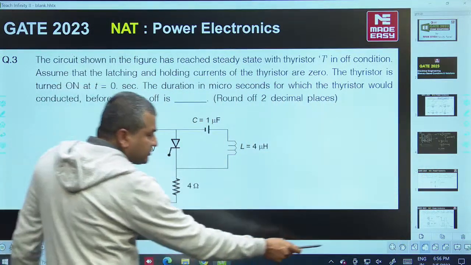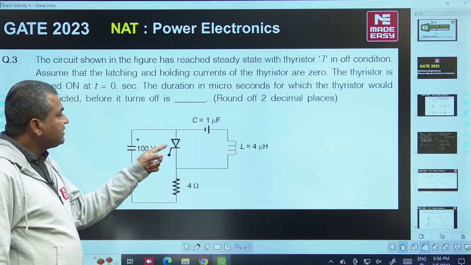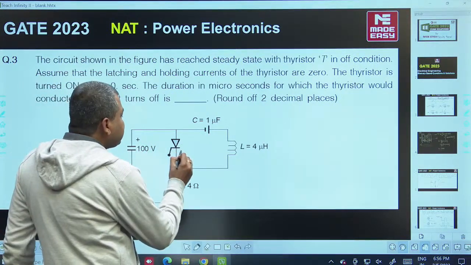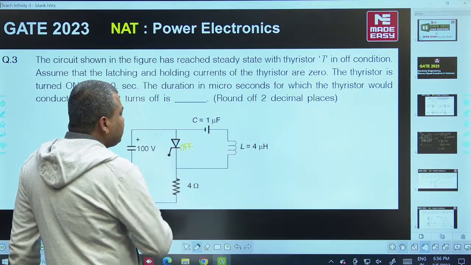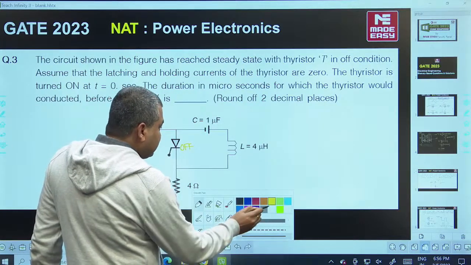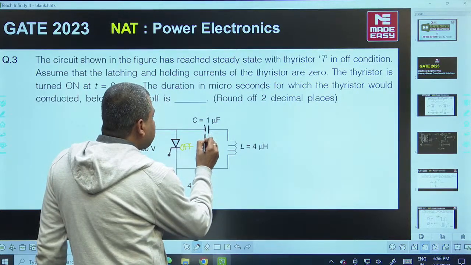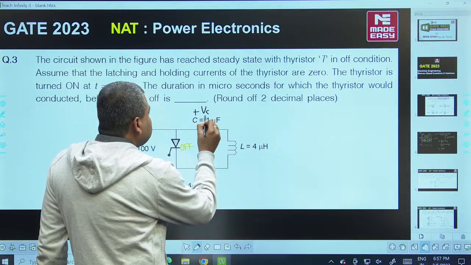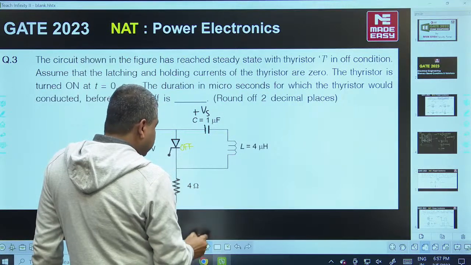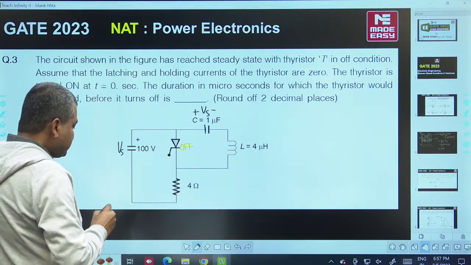Yes, just go through this question. It is related to commutation techniques. Here the thyristor is already in the off state and already in the steady state. So when this thyristor is in the off state, this capacitor is already charged with Vs volts. So this capacitor is already charged with Vs volts, and here Vs is equal to 100 volts.